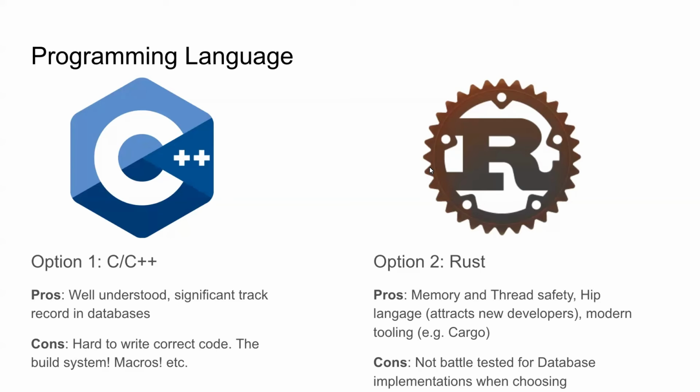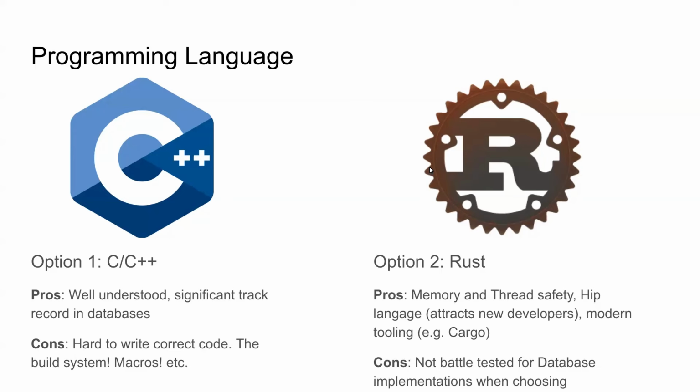It's hard to write correct code is the main one. And then there's a bunch of stuff. So I was a professional C++ programmer for 10 years, right? So I come from a significant amount of experience doing this. And then the second option was Rust, which the theory is it's much easier to write safe code, the theory. It was also a hip language at the time, right? People thought it was cool.